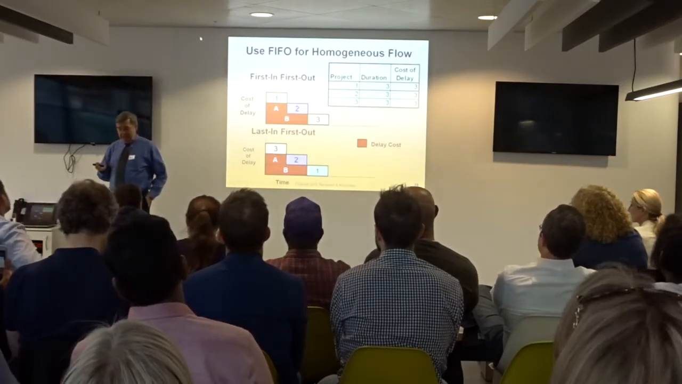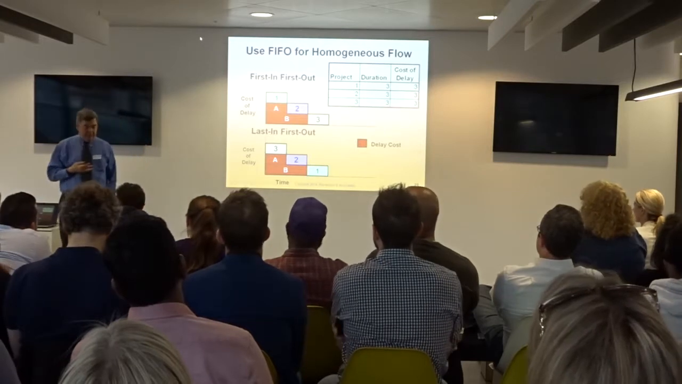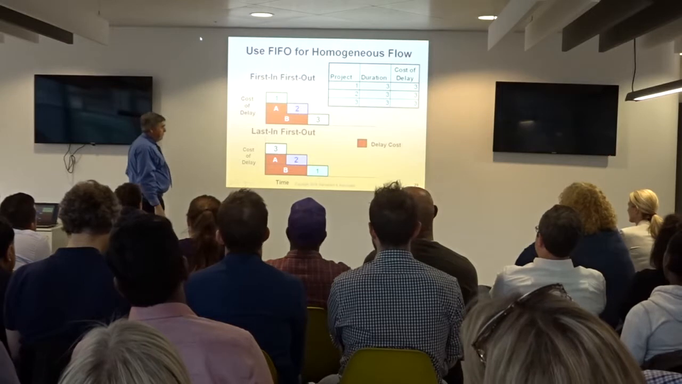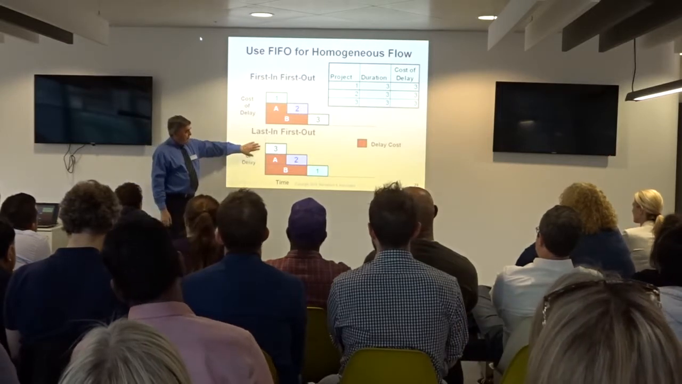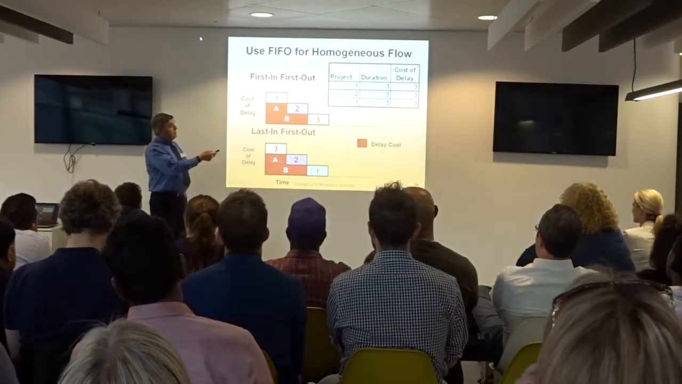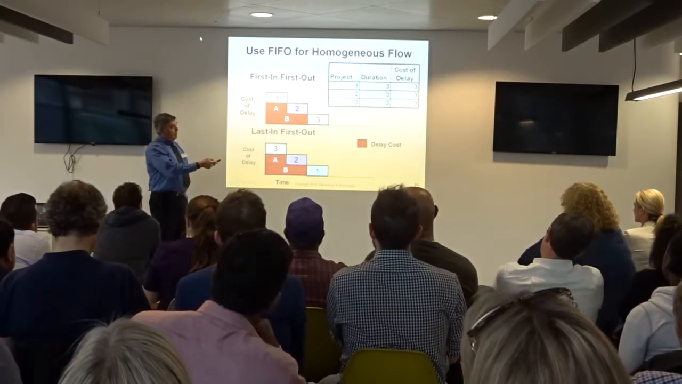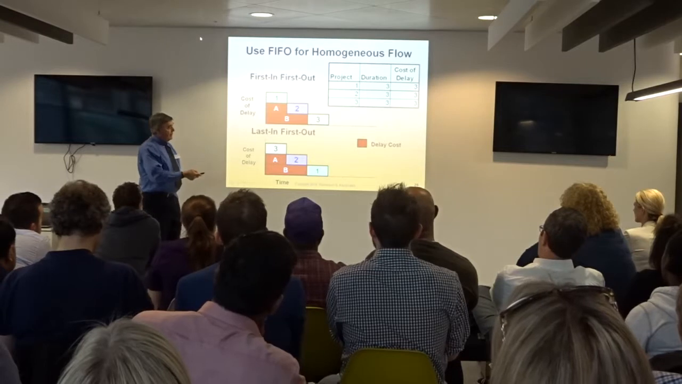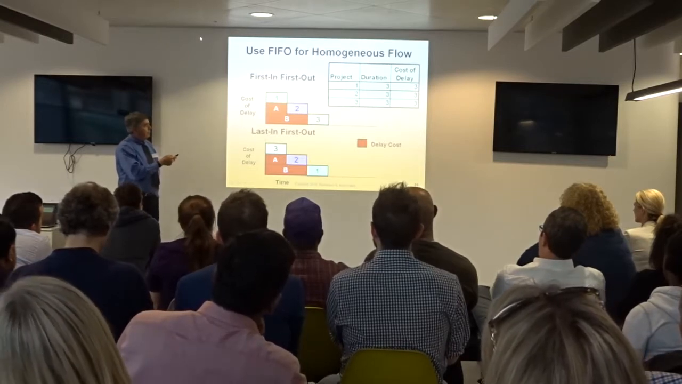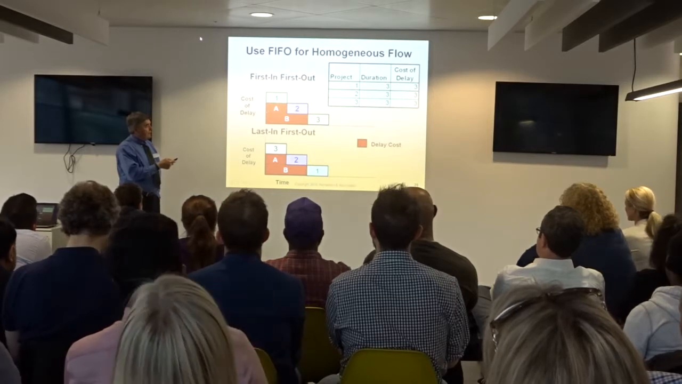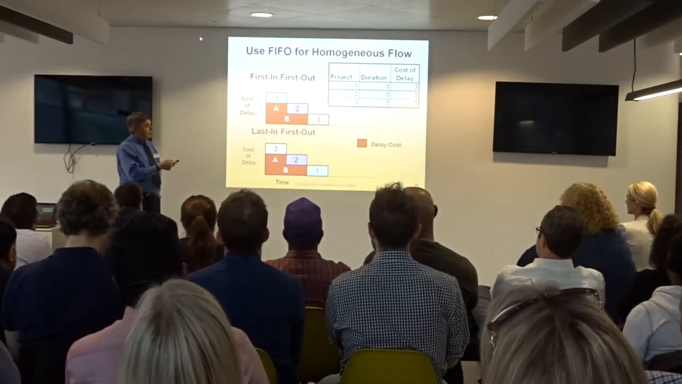This is a diagram I use to illustrate the economic effects of sequencing. The horizontal axis is time, the vertical axis is cost of delay. Here I have 3 projects, project 1, 2, and 3. They all have equal duration, they all have the same cost of delay. If I do project 1 first, it experiences no delay. Project 2 is delayed by the duration of project 1.